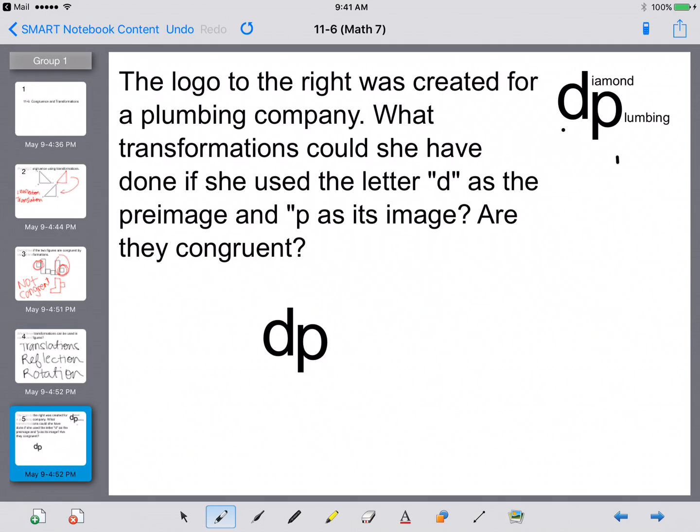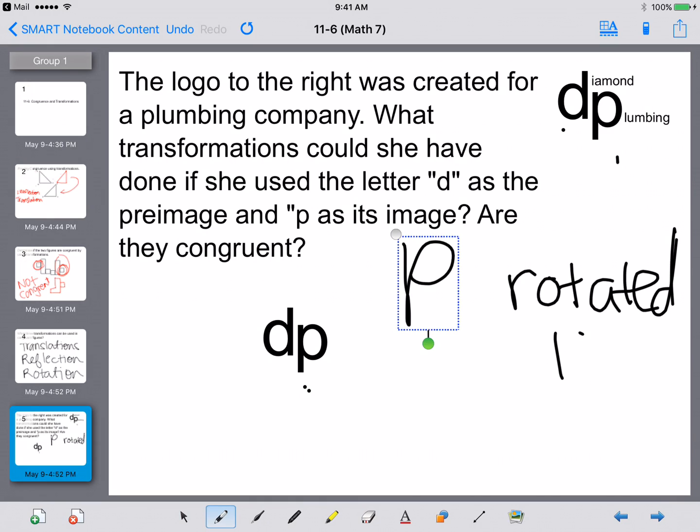So looking at it here, I'm starting off with this letter. I've got the tall part on the top and the circle on the bottom left. In the image, the circle's on the right and the tall part is on the bottom. So I'm going to take this shape and I'm going to spin it around. And guess what that turned into? A P. So our initial shape is rotated, and it's rotated 180 degrees.